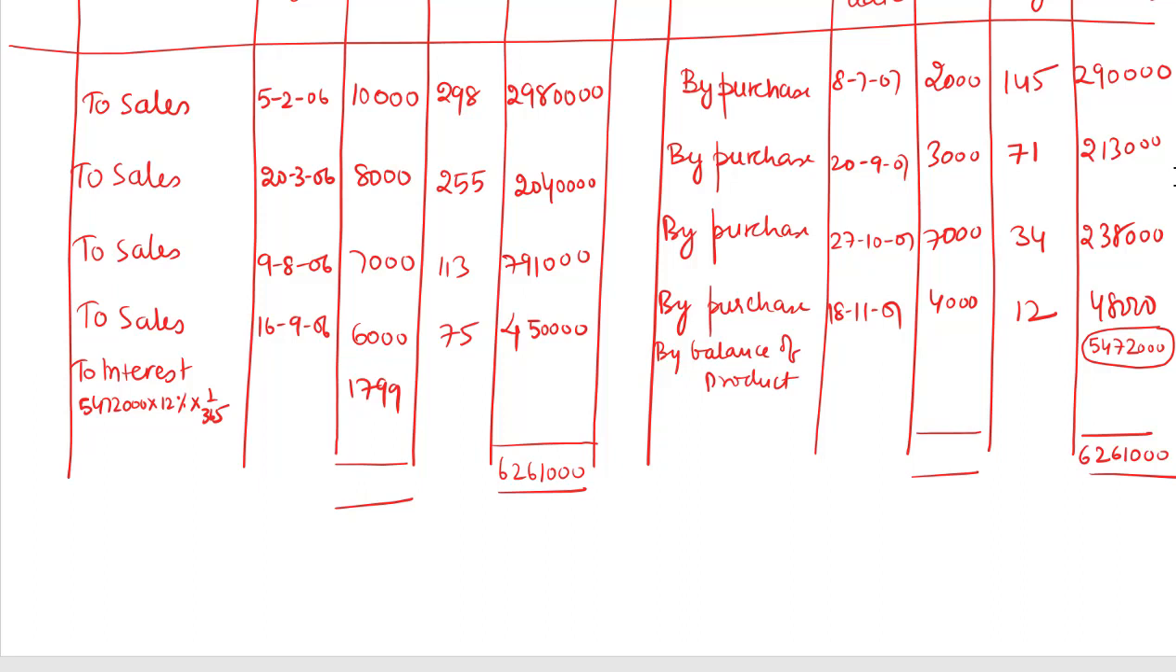Now do the total of the amount column. 10,000 plus 8,000 plus 7,000 plus 6,000 plus 1799. It is 32799. 32799 minus 2,000 minus 3,000 minus 7,000 minus 4,000. It is 16,799. By balance carried down. I believe you understood this.